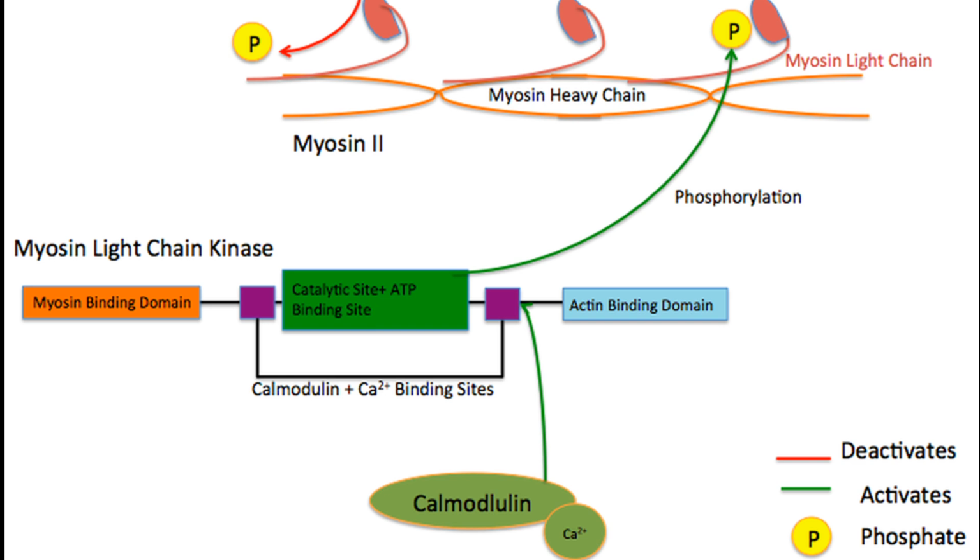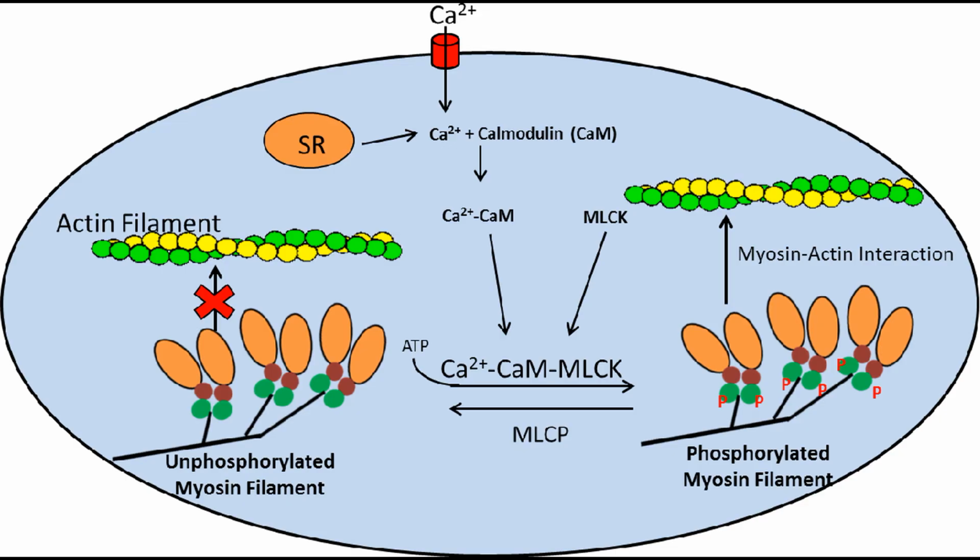MLCK's target is a small protein chain attached to one of the contractile proteins, myosin. This protein chain, called the myosin light chain, acts like a brake, preventing myosin from interacting with actin, the other contractile protein. When MLCK is activated, it adds a phosphate group to the myosin light chain, effectively releasing the brake and allowing myosin to interact with actin. This interaction between myosin and actin is what drives muscle contraction. Myosin, once activated, pulls on actin filaments, causing the muscle cell to shorten and generate force. The more myosin molecules that are activated, the stronger the contraction.